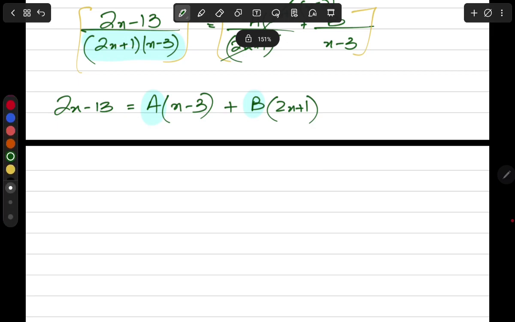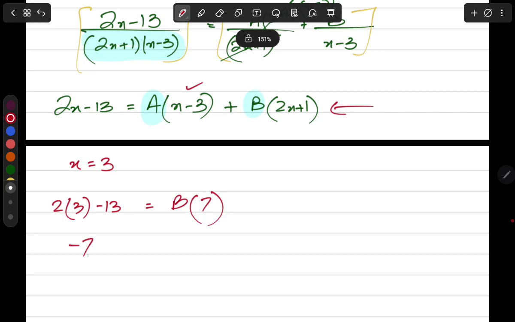So first of all, if I take x is equal to 3 and apply it throughout in this equation, this is going to become 2 times 3 minus 13 is equal to a times 0, because 3 minus 3 is 0, plus b times (2 times 3 plus 1), which is 7. So this is 6 minus 13, which is negative 7, is equal to 7b. Therefore, b is nothing but negative 1. So that's our value of b right here.